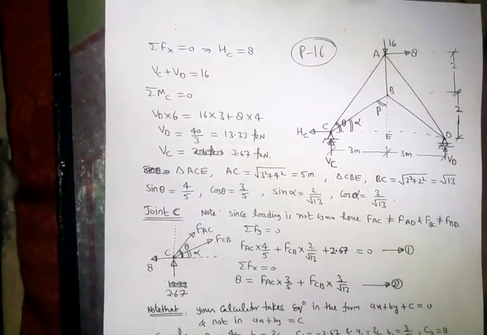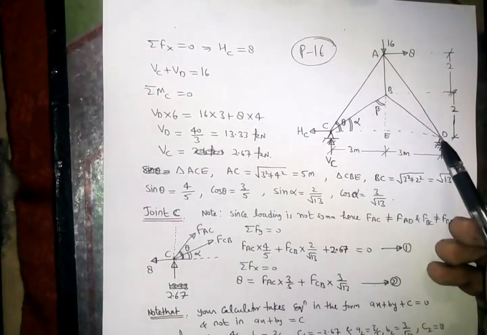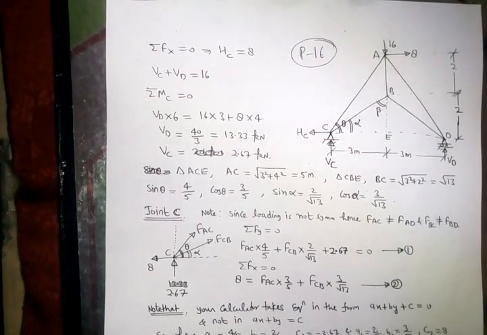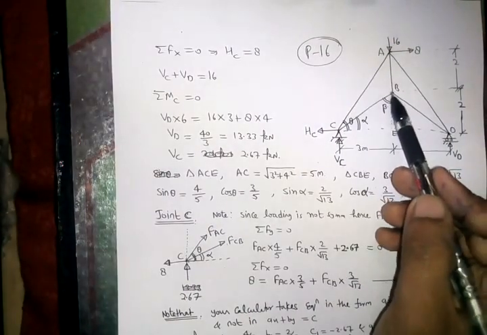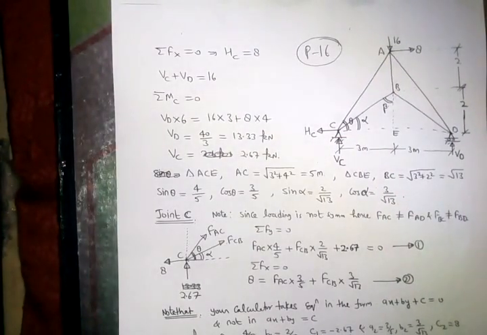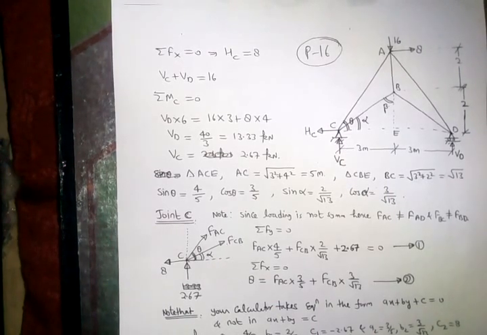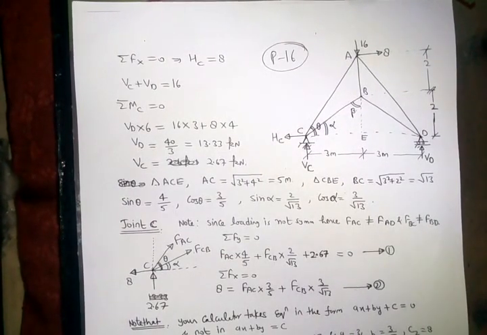Now we will take joint D, because minimum members at joint D. Similarly, this is FBD and FAD. We can find out force in this. Now we will take joint B. At joint B, FBC, FBD and FBA. FBC and FBD we have already calculated. FBA we can find out, right? Now, so we have calculated force in all members using only joint, right?